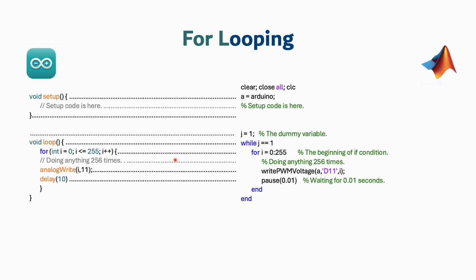Unlike the C++ language, in MATLAB what we do is write for i starting from 0 up to 255. Then the command we need is writePWMVoltage. a represents the hardware, D11 is which digital output we are going to control, and i is the brightness of the LED. So it determines the voltage generated by digital pin number 11.